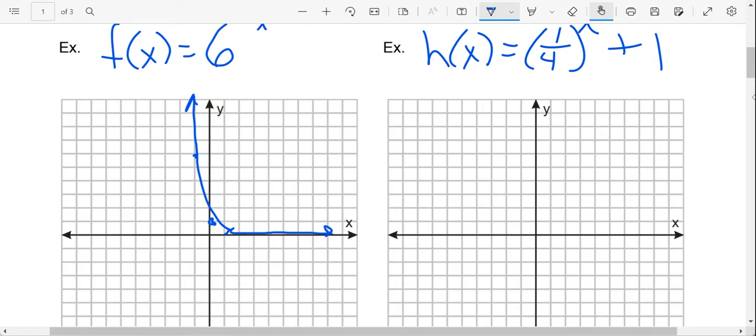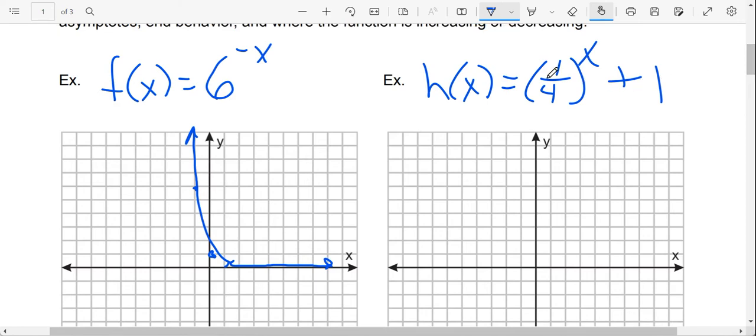In this one, if I make an input of 0, this whole thing will go to 1 because anything to the 0 power is 1, plus 1 is 2. I didn't want to draw it there. Let's try again.